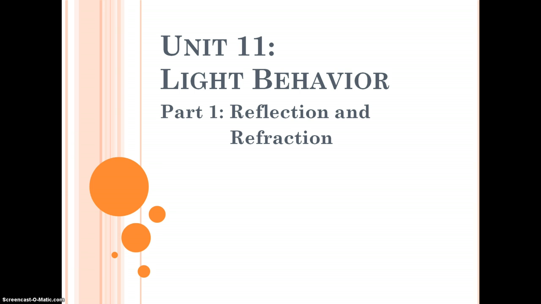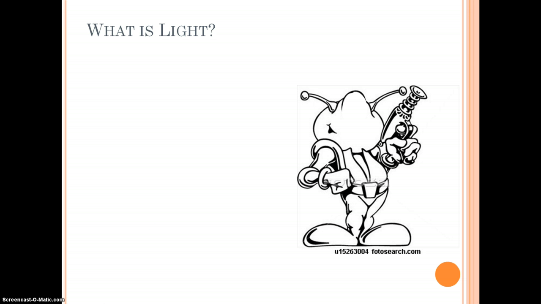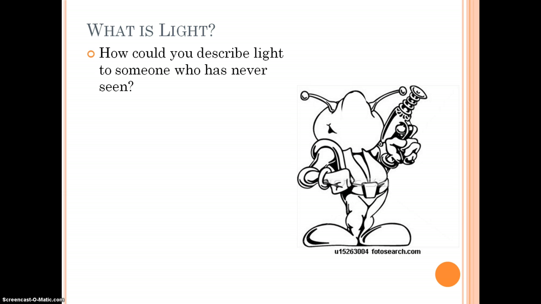All waves have these properties, but here we're going to apply it mostly to light, although we will look at a few other things as well. The first thing to think about with light is, what is light? Imagine an alien came from space, that's my beautiful little image there, and he came to Earth and he had no eyes. So he asks you, I've heard about this thing called light, please explain it to me. How would you explain light to someone who has never seen?